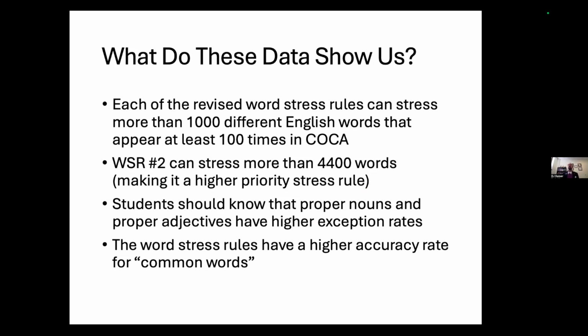And then word stress rule number 2 can stress more than 4,400 words. So that would make this a higher priority stress rule. And then students should know that proper nouns and proper adjectives have higher exception rates. So this is something that we can teach our learners, and that these common words will have a higher accuracy rate. So some additional uses of these data.